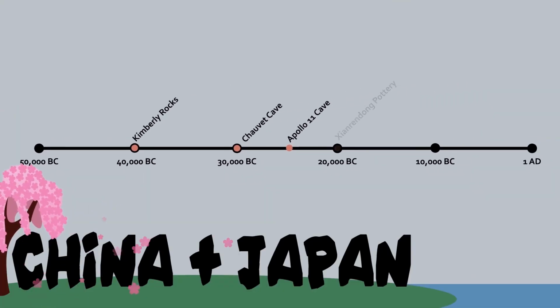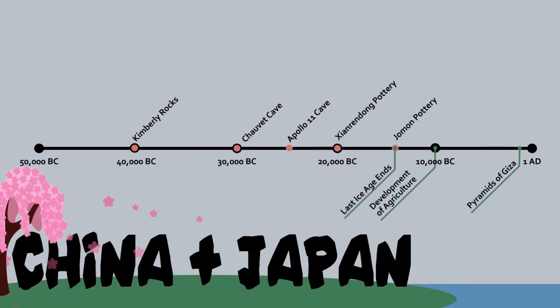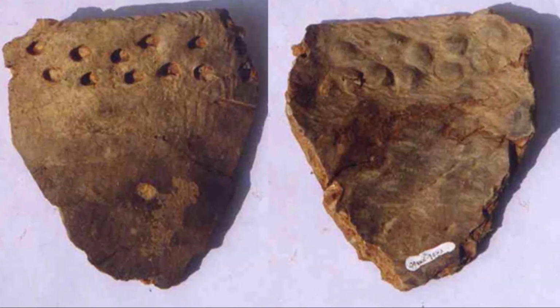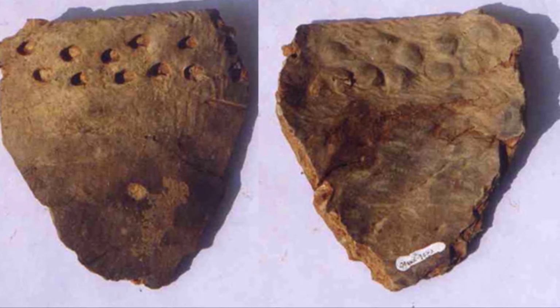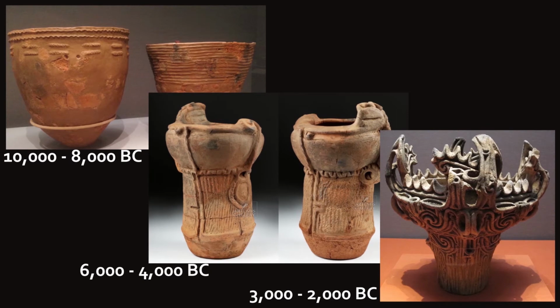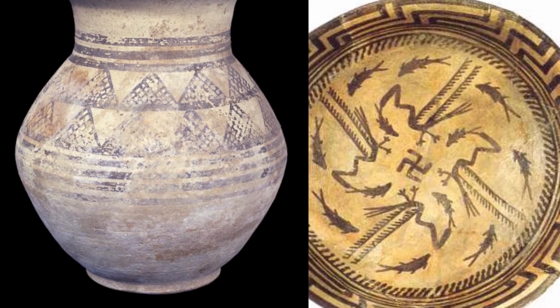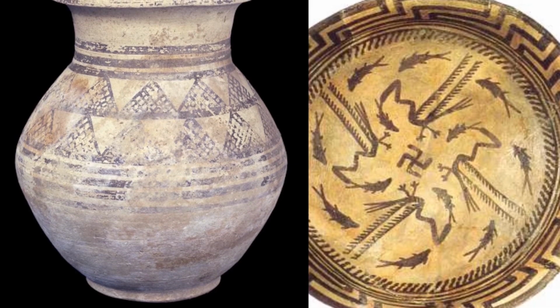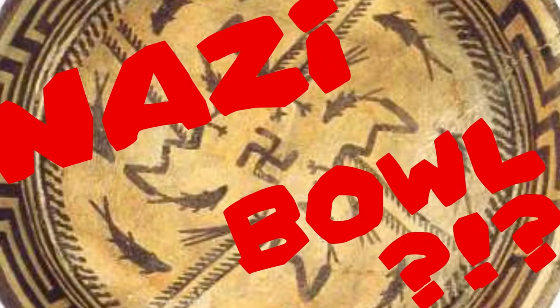Ceramics starts showing up as early as 20,000 BC in China and Japan. In the Xianrendan cave, several pieces like this were found with clear decorative markings. In Japan, the Jomon culture was prolific in making pottery, and the advancements they made can be seen over time. In Mesopotamia, there were similar advancements. From simple vases to this Nazi bowl?